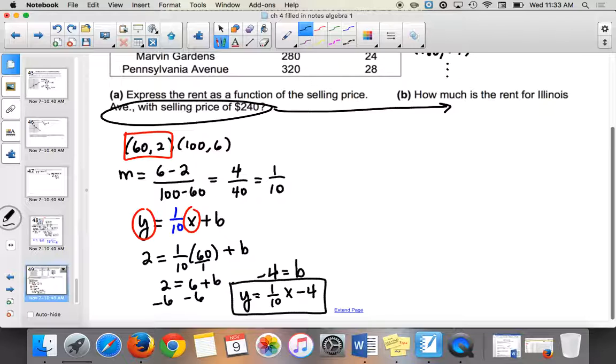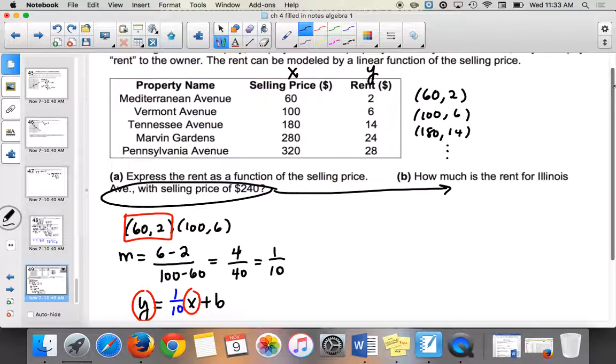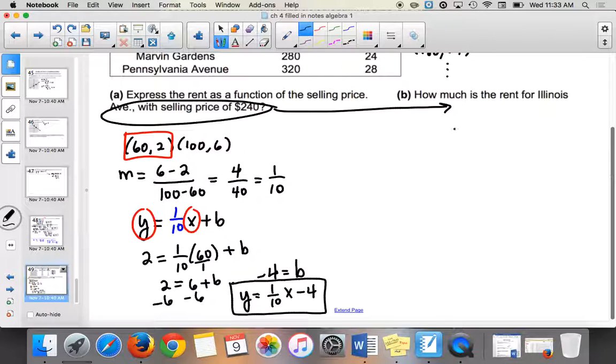Part B says, based on this equation of a line that we just found, how much would the rent for Illinois Avenue be if it sells for $240? So if you're selling for $240, am I going to plug in $240 for x or for y? Look at your chart. For x, right? Do you guys see how the selling prices were the x? Oh, yeah. So that means if I have my equation, y equals 1 over 10 x minus 4, I'm going to plug in $240 for x, and that's going to find the rent for Illinois Avenue.